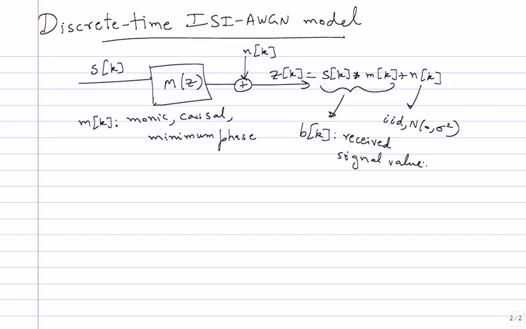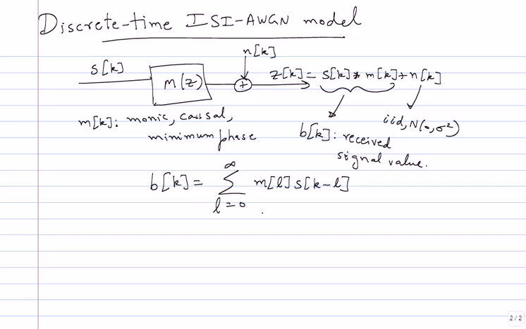In the non-ISI case, we simply had S of K plus noise. Now you can't do that. You will have S of K convolved with MK. Okay, right? MK is causal and all that. So this BK can be written in a very nice form. You can write it as the sum over L equals 0 to infinity of ML times S of K minus L. I can do this because I know MK is causal, so only the positive things will come.